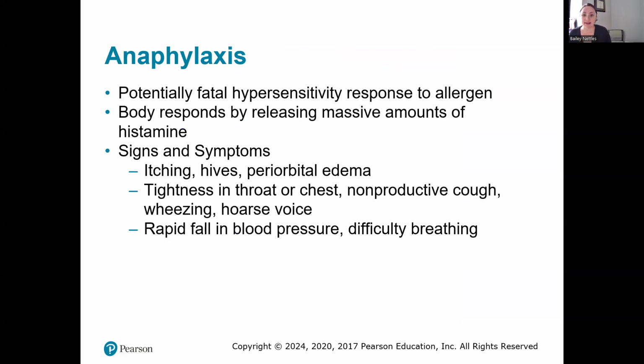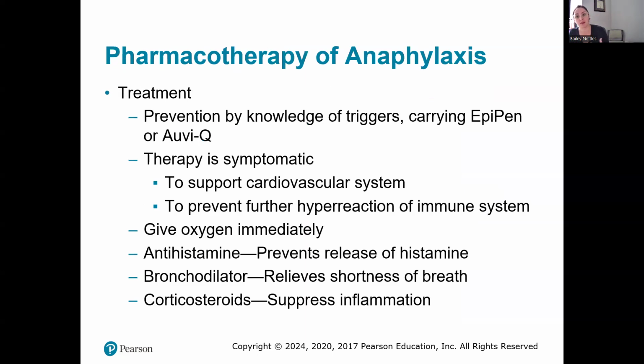All right, anaphylaxis. Fatal hypersensitivity to an allergen. Signs and symptoms: itching, hives, periorbital edema, swelling around the eyes. Then it can lead to tightness in your throat, chest, wheezing, hoarse cough, rapid fall in blood pressure, so severe hypotension, difficulty breathing. Treatment: an EpiPen. Okay, we want to support the cardiovascular system. We want to prevent hyperreaction of the immune system.